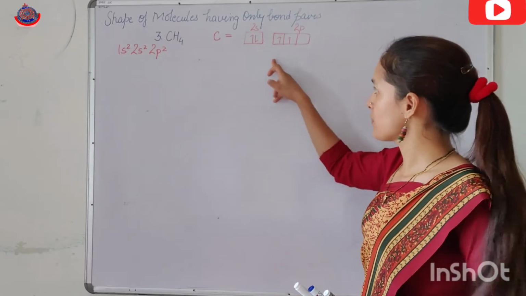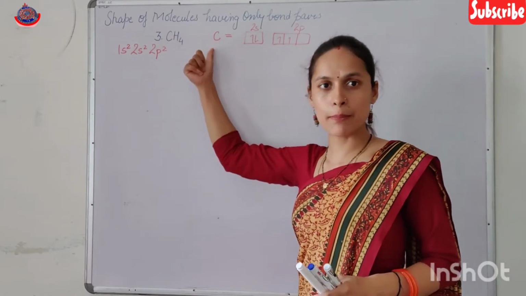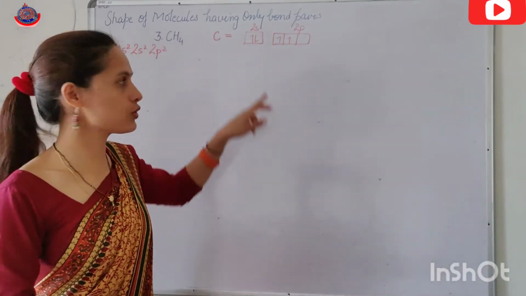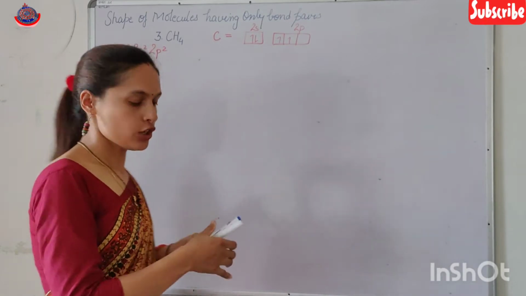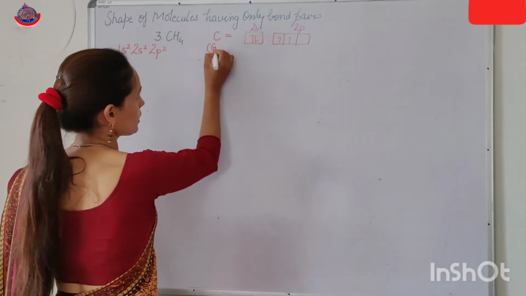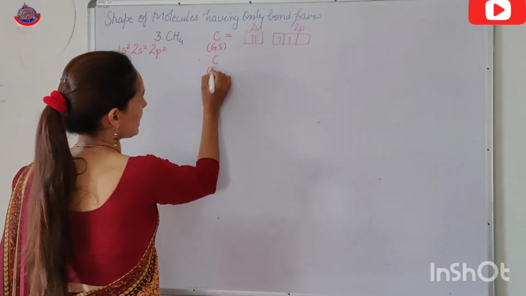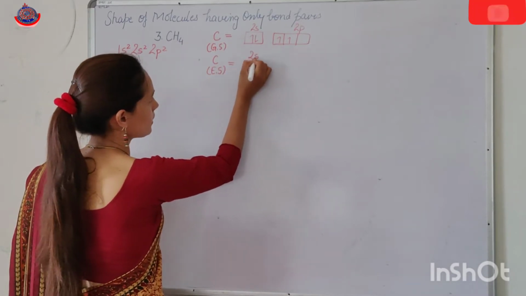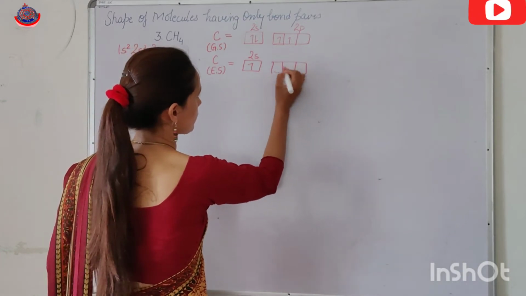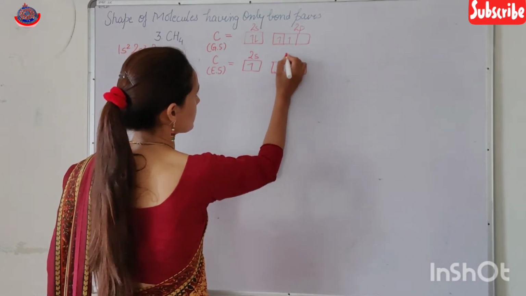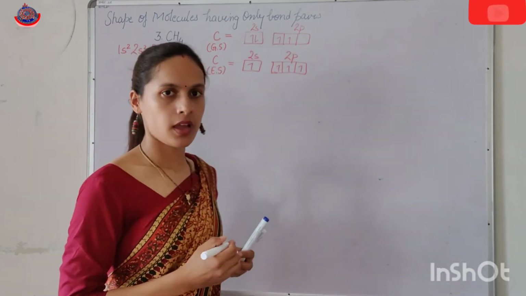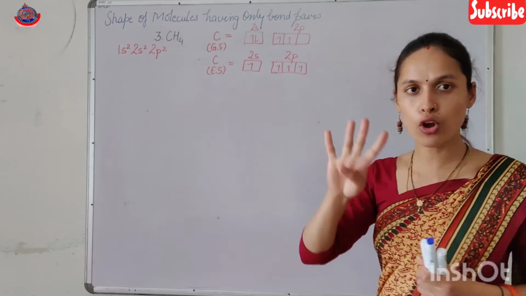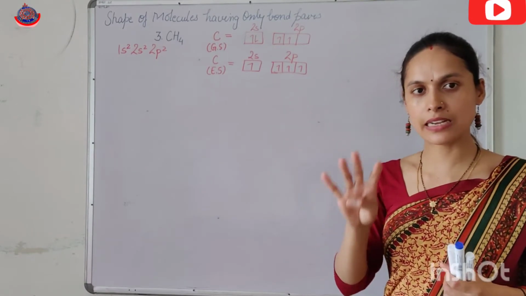And this excitation will occur when hydrogen approaches carbon. At that time energy is released, and that energy is used to jump the electron from S to P. So this is the ground state configuration. If I talk about the excited state configuration, it is s1 p3. Now, how many orbitals do I have? I have 4 orbitals, and each orbital is singly filled.